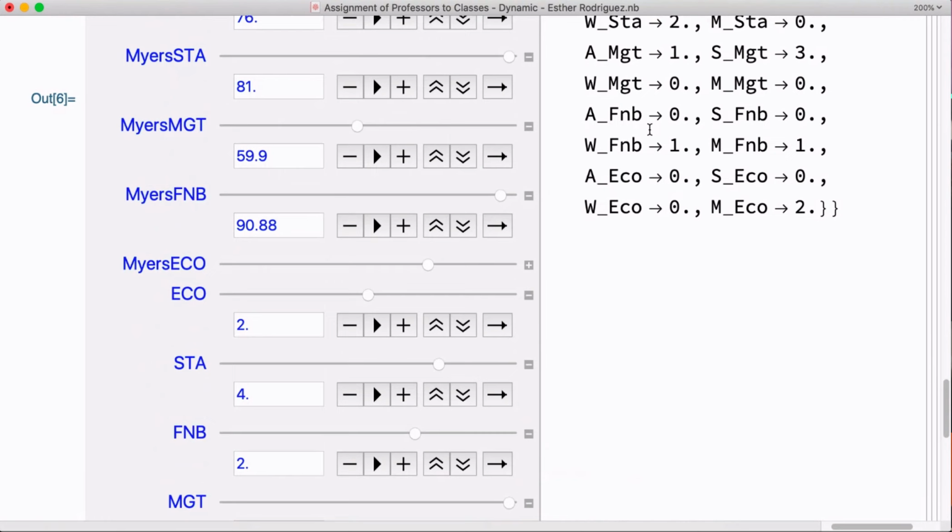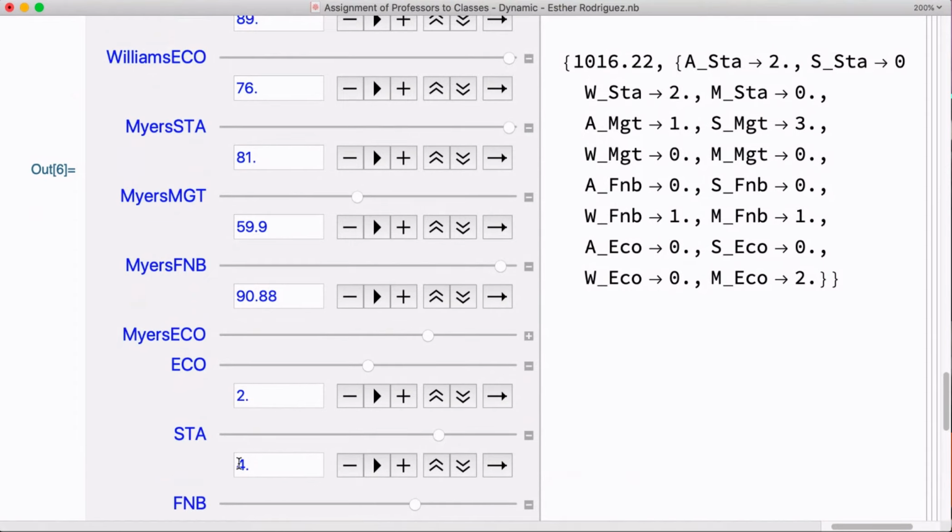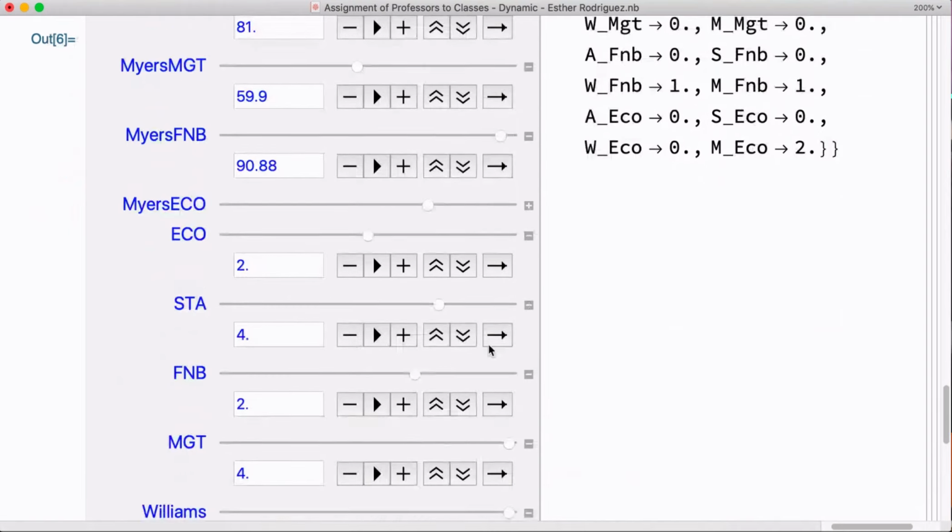What is happening to my solution? Anderson is doing 2 statistics. William is doing 2 statistics. I want 4 statistics. I'm satisfying with my statistics class. Anderson is doing 1 management. Smith is doing 3 management. I cover 2 people with management. What is happening with management? I want 4 classes.